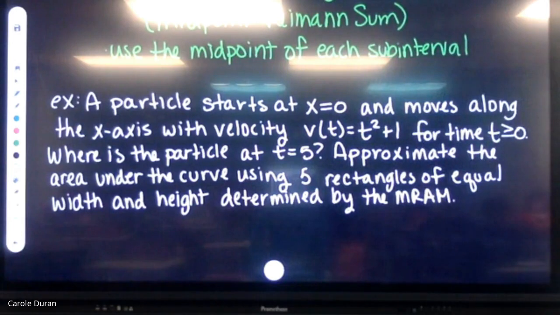Okay, so the story problem says a particle starts at x equals 0 and moves along the x-axis with velocity v of t equal to t squared plus 1 for a positive amount of time. Where's the particle at t equals 5? And then approximate the area under the curve using 5 rectangles of equal width and height determined by the MRAM, which is the midpoint.